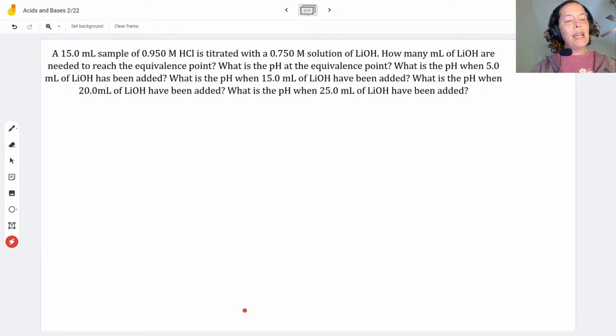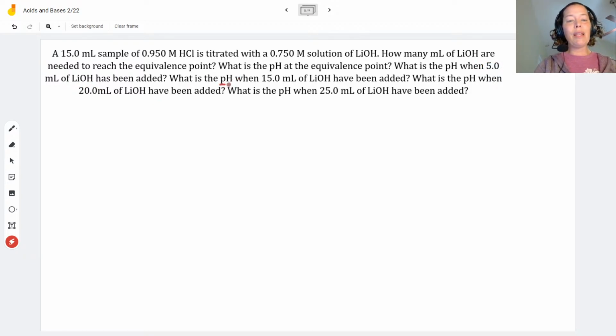Okay, so a 15 milliliter sample of 0.950 molar hydrochloric acid is titrated with 0.75 molar lithium hydroxide. How many milliliters of lithium hydroxide are needed to reach the equivalence point? What is the pH at the equivalence point? And then what is the pH when 5 milliliters of lithium hydroxide have been added?